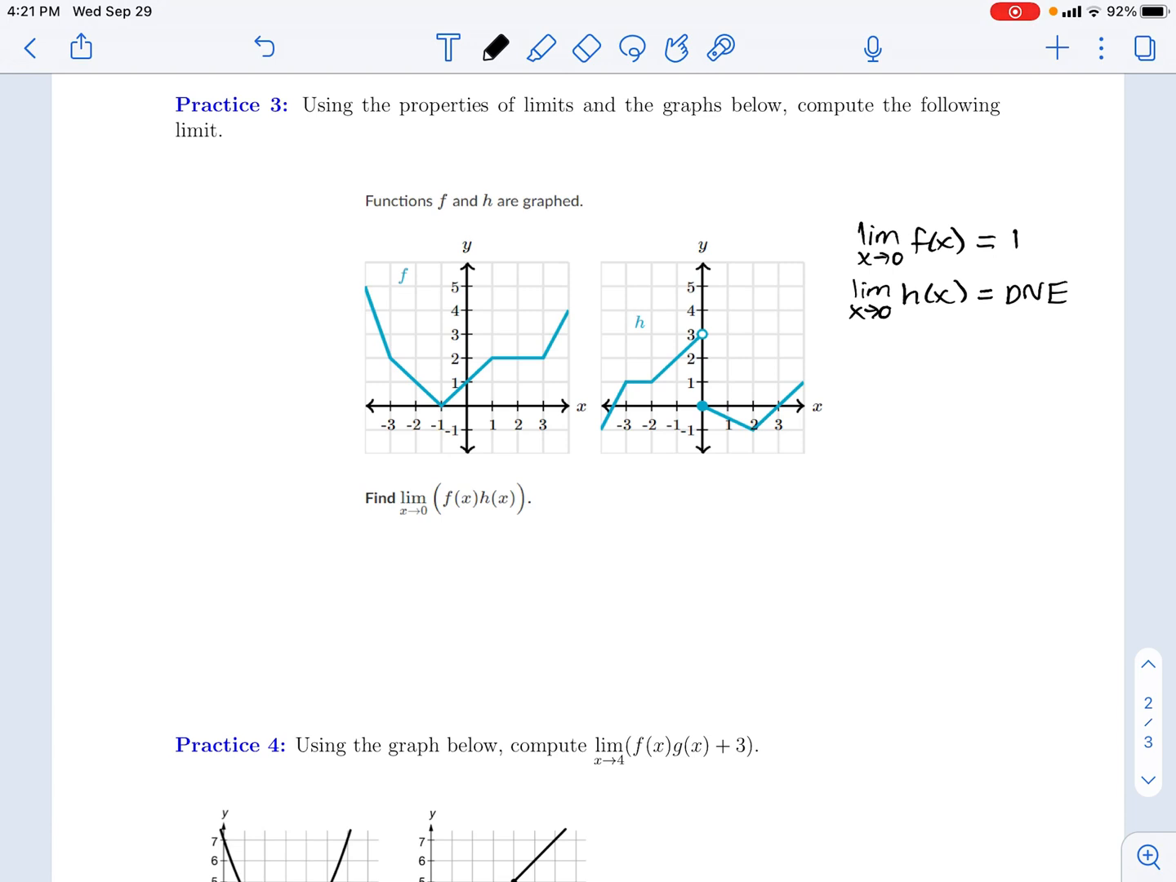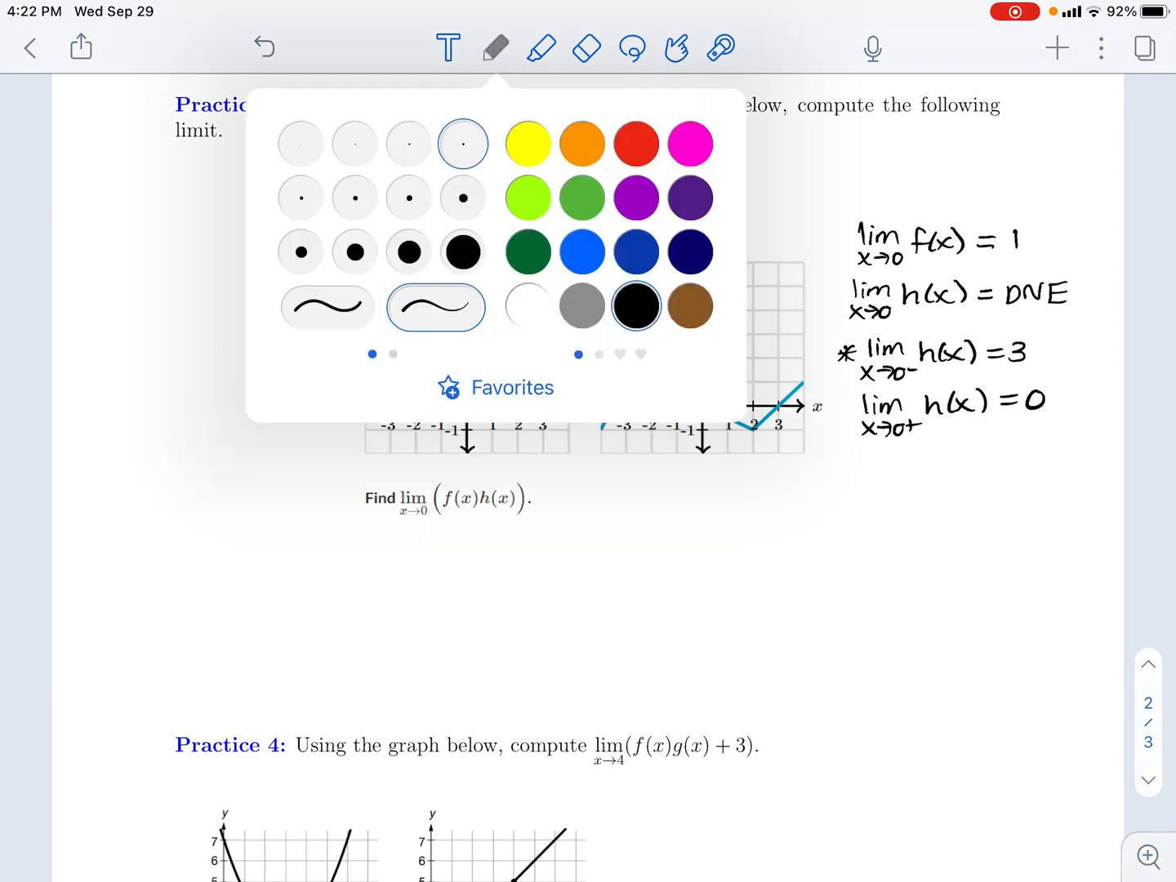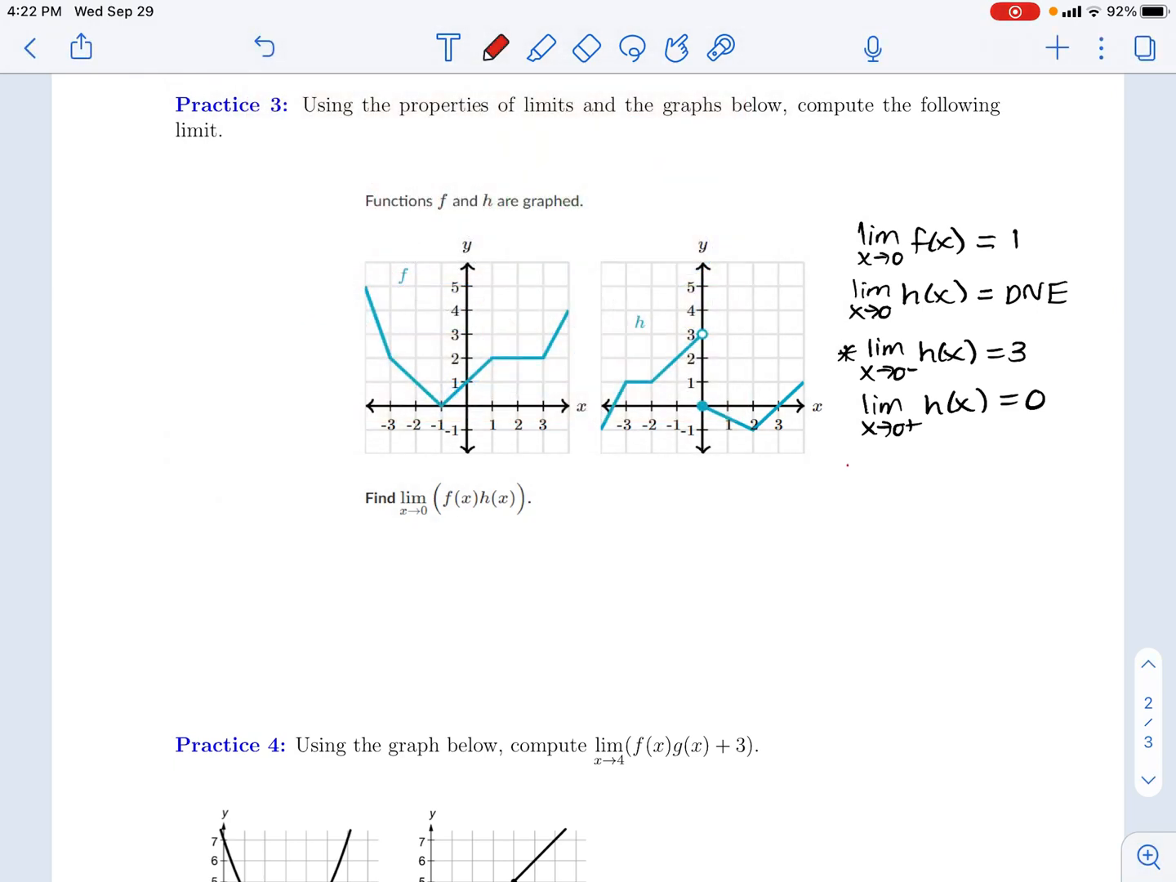Because here we want to just notice that the limit as x approaches 0 from the left of h of x is equal to 3, but the right-handed limit, the limit as x approaches 0 from the right of h of x, is equal to 0. And since the left-handed and right-handed limits don't match, the limit as x approaches 0 of h of x does not exist. Okay, so this means that we can't directly use the properties of limits here.